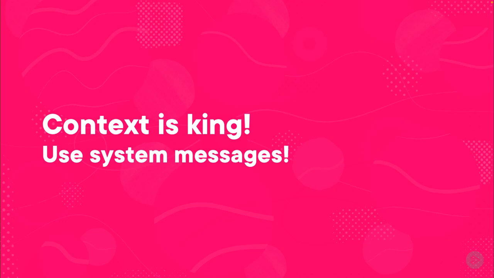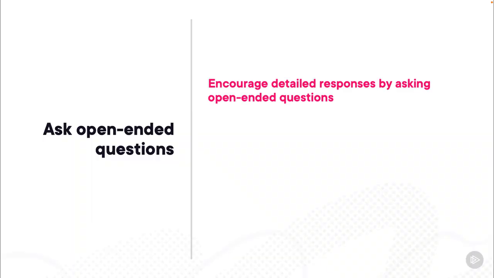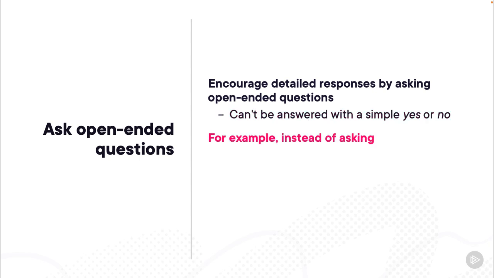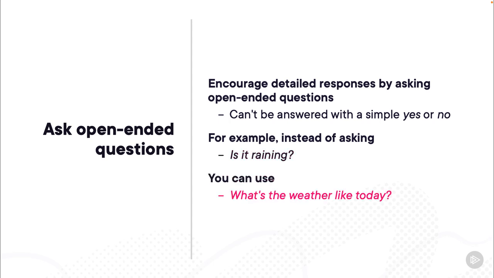For the context, you can use the system messages as I showed you in the playground. Additionally, encourage detailed responses by asking open ended questions. Those are questions that can't be answered with a simple yes or no. For example, instead of asking, is it raining? You can use, what's the weather like today?